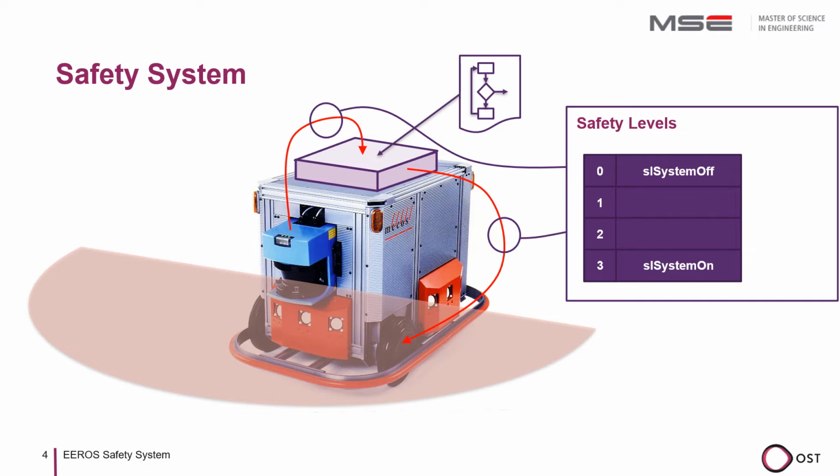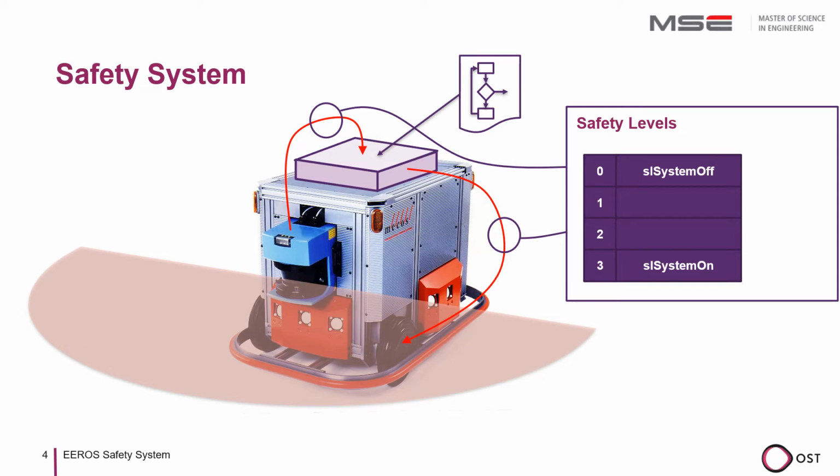But what exactly happens when a transition between the safety levels takes place? When the robot is switched on, it may take some time until the relay is energized and the robot is ready for operation. During this time, the safety level is neither system on nor system off, but something in between. In EAROS, these are called hidden states because they exist but are often not modeled. However, a correct implementation in EAROS requires that these hidden states are modeled so that the safety system functions reliably and error-free.